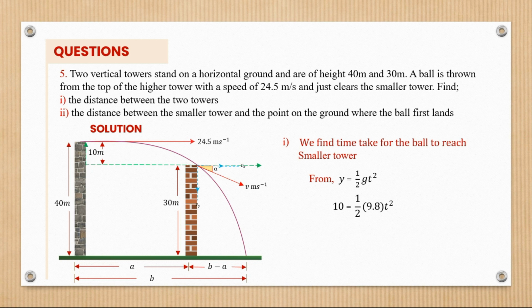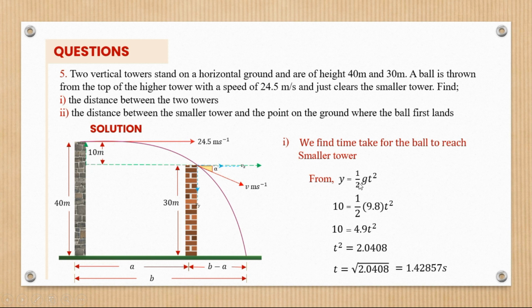We already know that height y is equal to 10, and then we're going to find that time. So we put in 10, and a half times 9.8 is 4.9, so we have 4.9 t squared. Then t squared shall be equal to 2.0408, of which t shall be equal to the square root of 2.0408, which is 1.42857 seconds. So therefore it takes 1.42857 seconds for the ball to move from here to the tower.